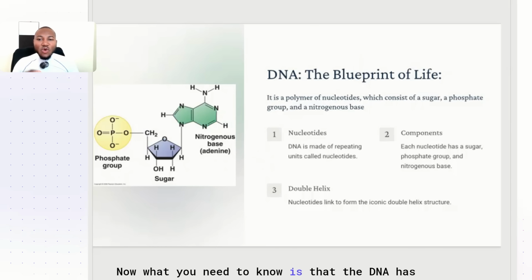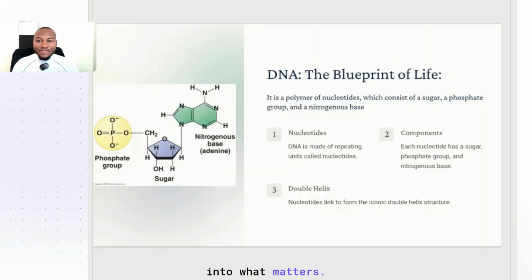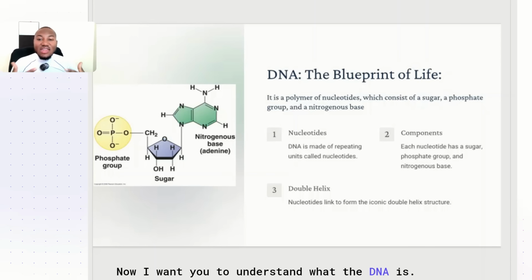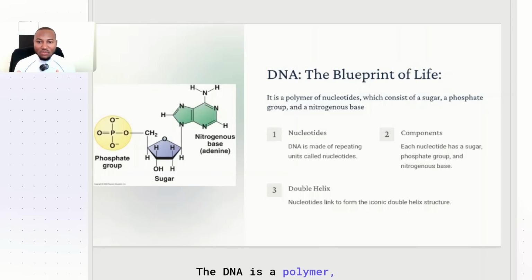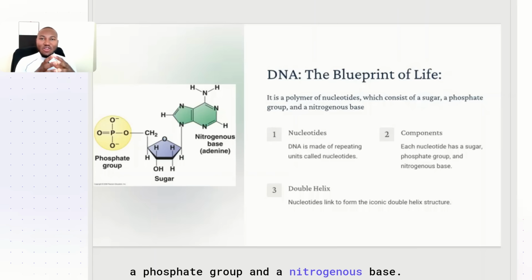So I want us to go into what you most probably will see in your exams. Now, what you need to know is that the DNA has something we call nucleotide. What is nucleotide? The DNA is made up of repeating units. Let's jump into what matters. Now, I want you to understand what the DNA is. The DNA is a polymer of what? Nucleotides. It consists of three important parts, which is a sugar, a phosphate group, and a nitrogenous base.